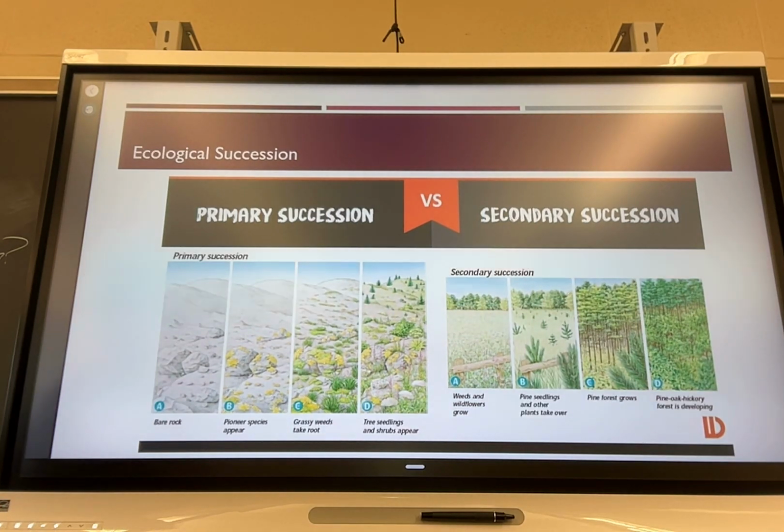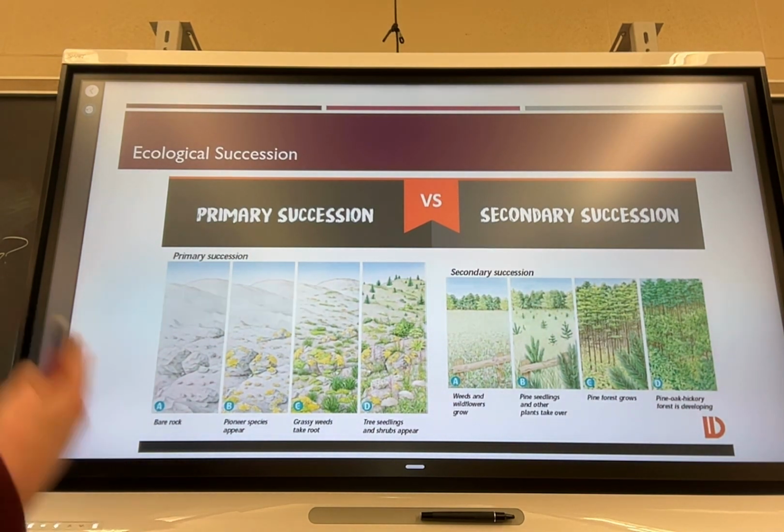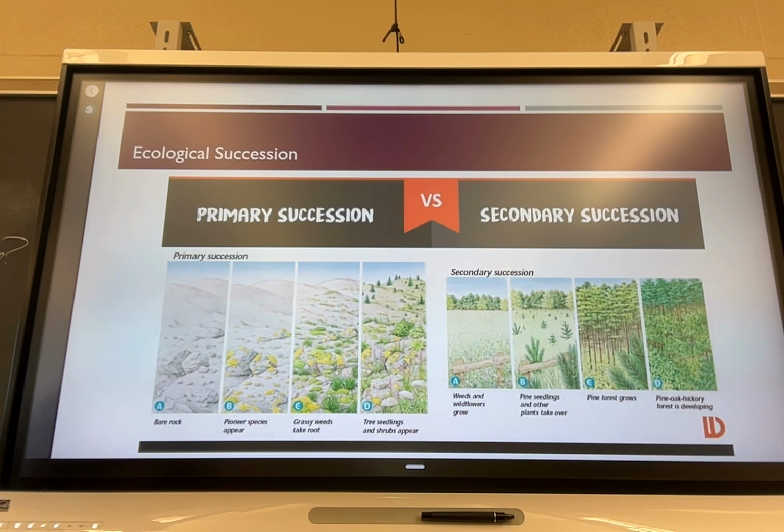So the next thing we're going to talk about is succession. So succession is the process of moving to new species. So we are developing as an ecosystem. We have primary succession and secondary succession. Primary succession happens when we start with an environment that is a clean slate. There's nothing on it. It's typically found to be bare rock.